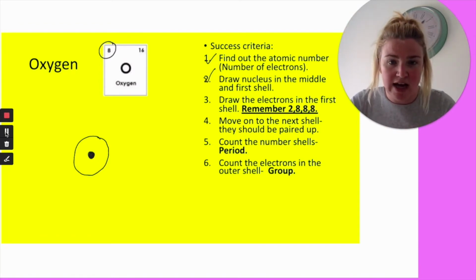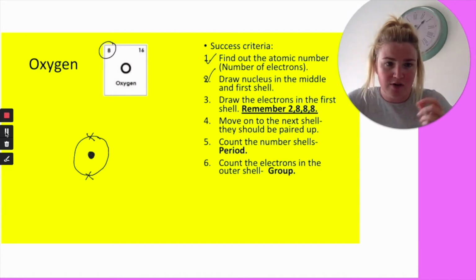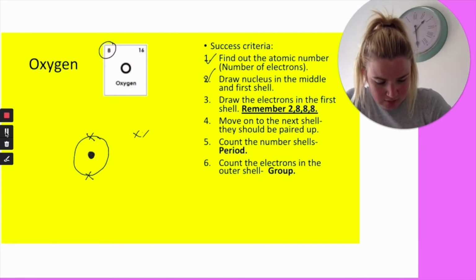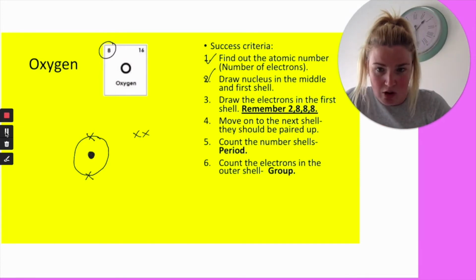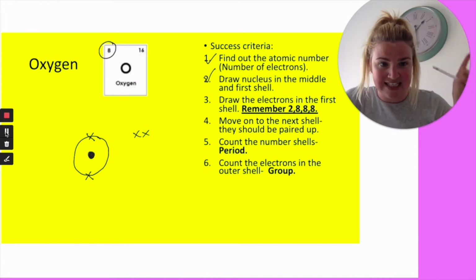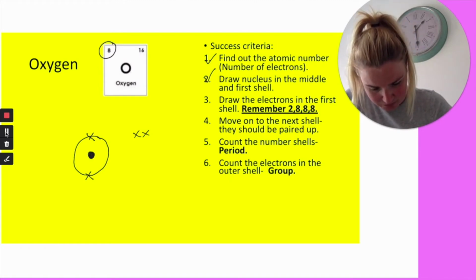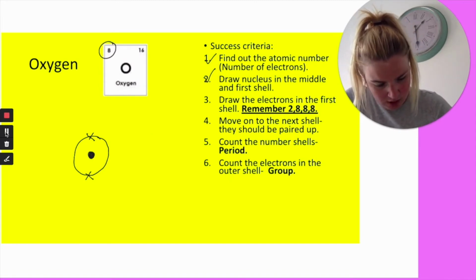So only 2 electrons can go in the first shell. So I'm going to draw them as crosses, and I'm going to think about my placing of them, okay? I'm not going to group them together. I'm not going to do that, okay? I'm going to spread them out. Normally, as though you're at 12 and at 6 on a clock, okay? Nice and spread out. Okay? Move to the next shell.